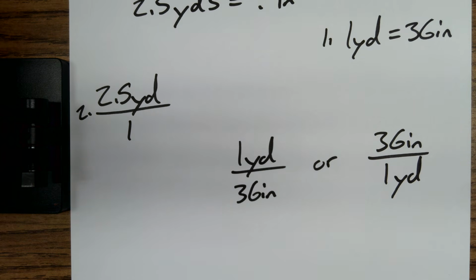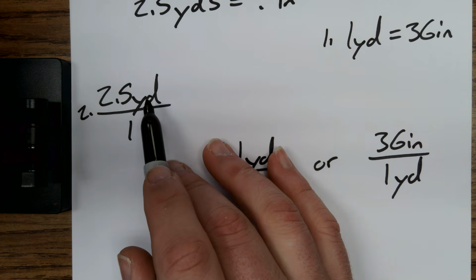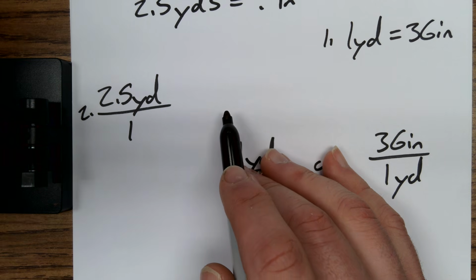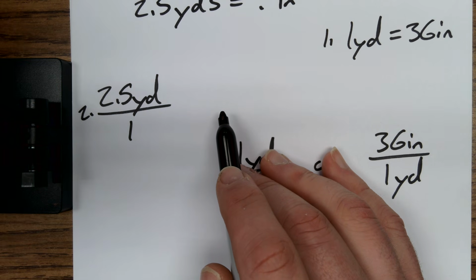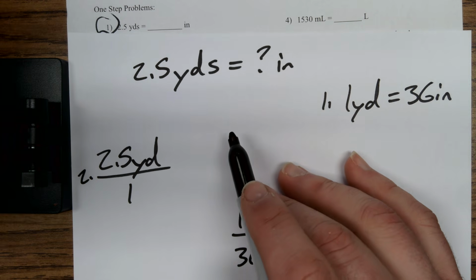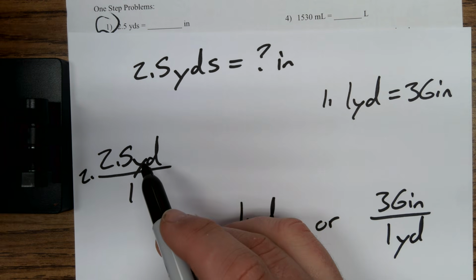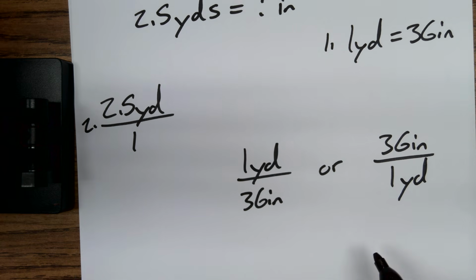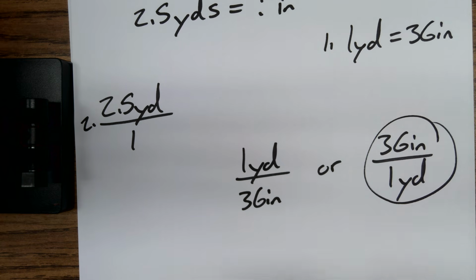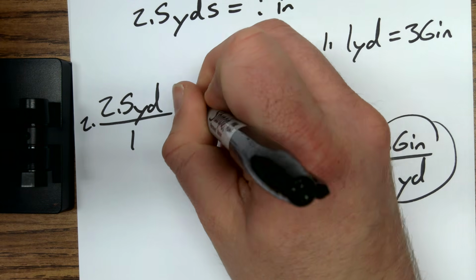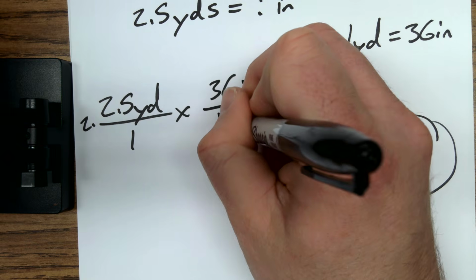These are my two options. Now, good news is that I have a very easy way of figuring it out. Whatever unit I'm starting with has to be in the denominator of my next fraction. Also, whatever I want to end in has to be in the numerator of my next fraction. So I want to get rid of yards and keep inches. So I'm going to choose this fraction here: 36 inches over 1 yard.